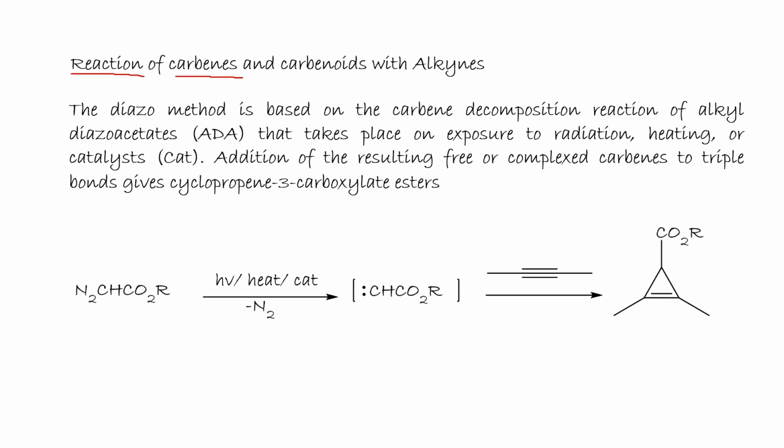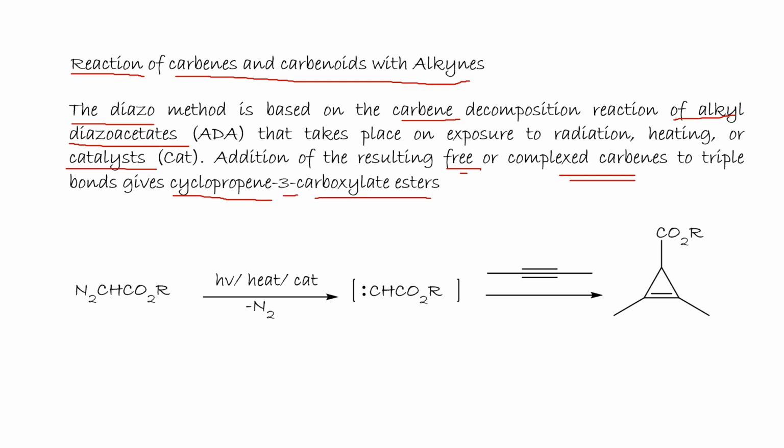Reaction of carbenes and carbenoids with alkynes. The diazo method is based on the carbene decomposition reaction of alkyl diazoacetate, which takes place on exposure to radiation, heating, or a catalyst. Addition of the resulting free or complex carbene to a triple bond gives cyclopropene-3-carboxylate ester.